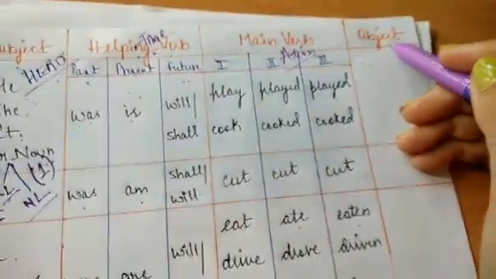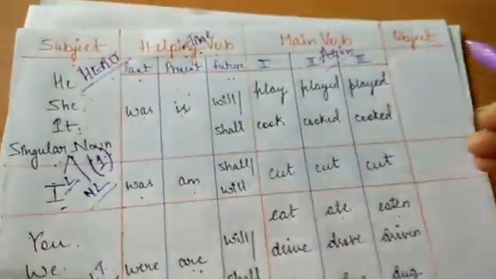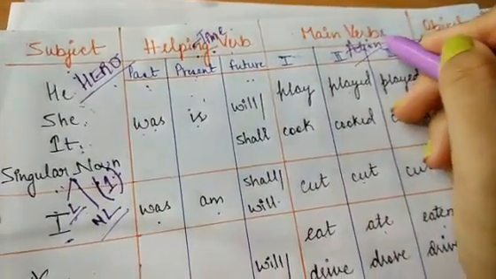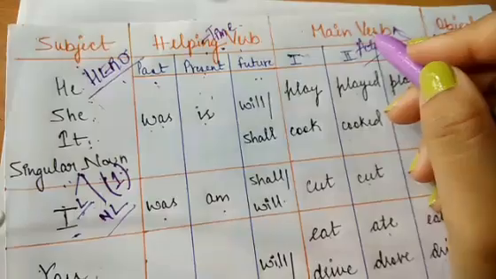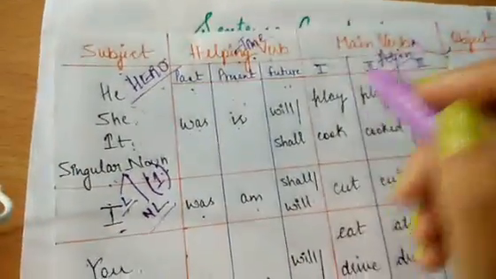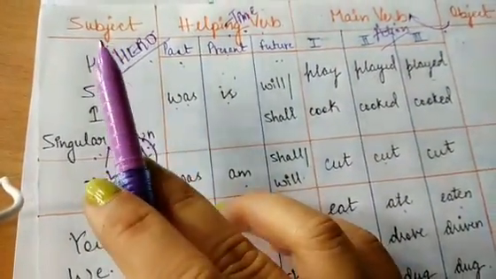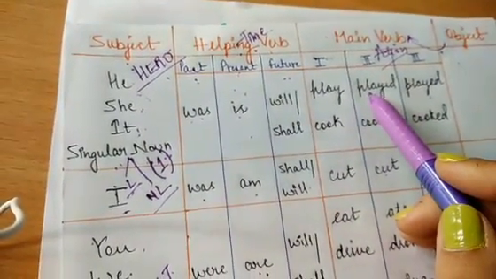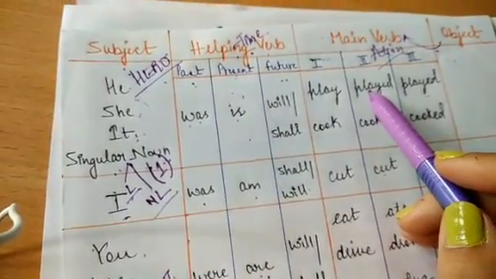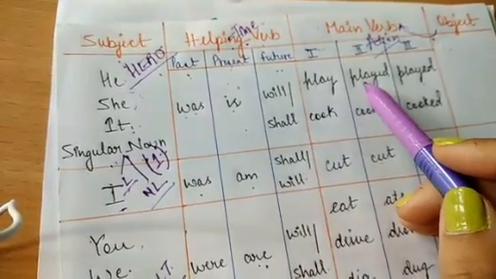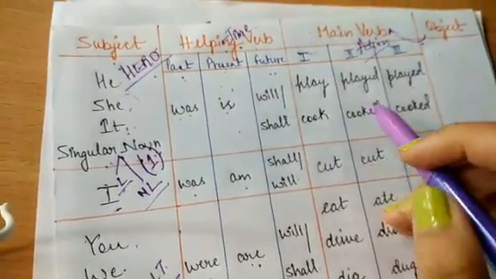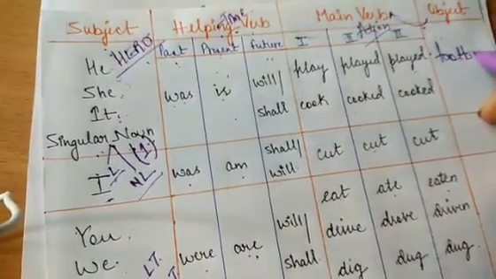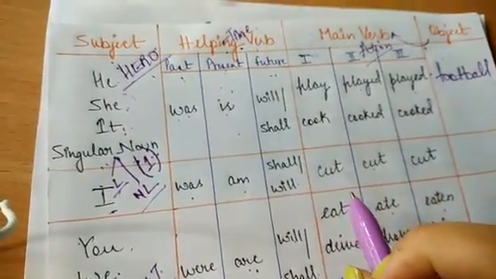Last we have the object. Now please remember what an object is. An object defines the main verb. An object describes the main verb. For example, if right now I say the sentence, he is playing, the sentence is telling that there is a boy who is playing. But if I want to mention that he is playing football, football is our object, that the boy is playing football.